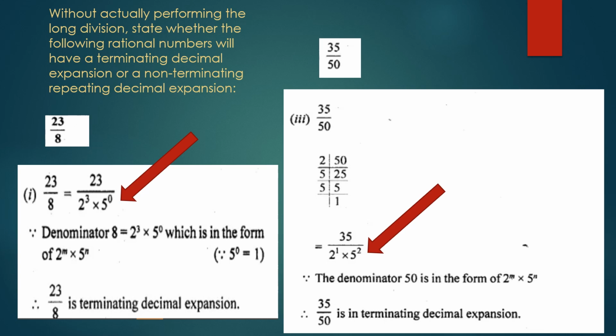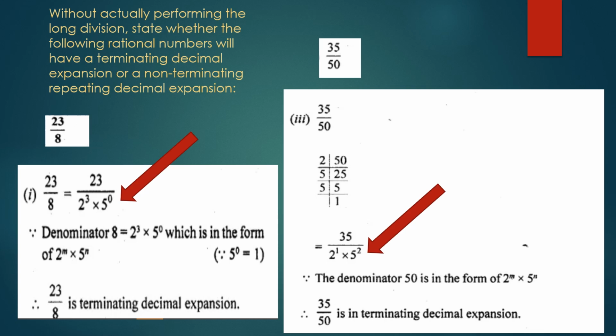The first one is 23 upon 8. As you can see, 23 upon 8, the denominator is 8. The prime factorization of 8 is 2 cubed into 5 power 0. 5 power 0 is 1. Denominator 8 is 2 cubed into 5 power 0, which is in the form 2 power n into 5 power m. Why? Because 5's power is 0. Therefore, 23 upon 8 is the terminating decimal expansion.